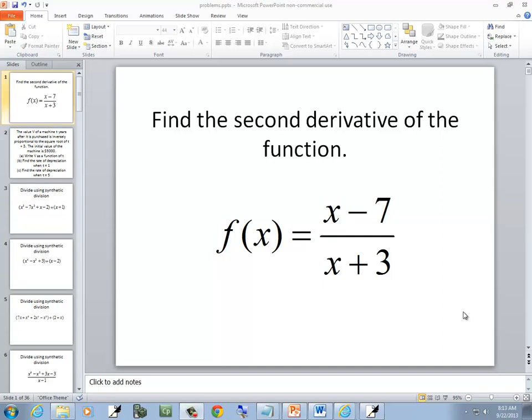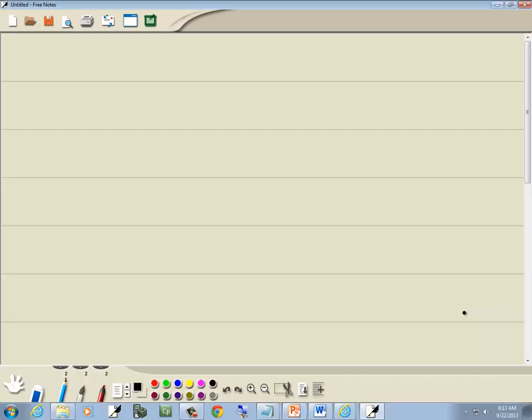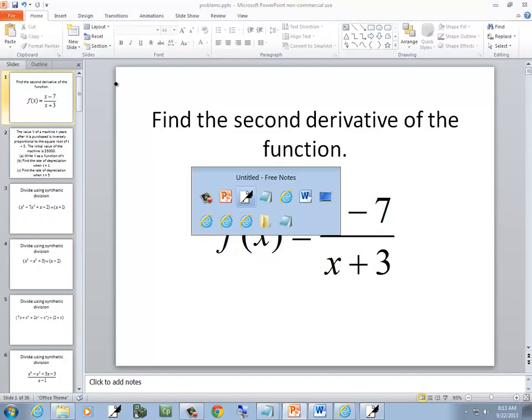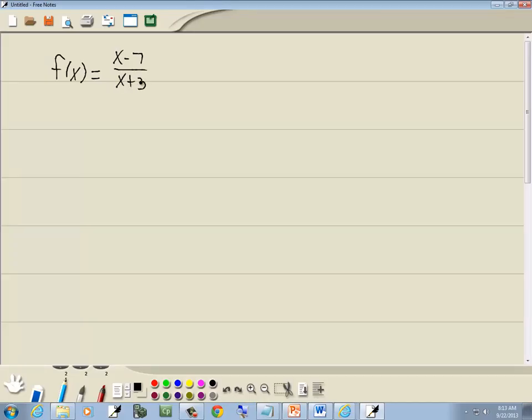Find the second derivative of this function. We've got f of x is equal to x minus 7 over x plus 3. Well, first thing, I notice this is a quotient. We've got something divided by something else.